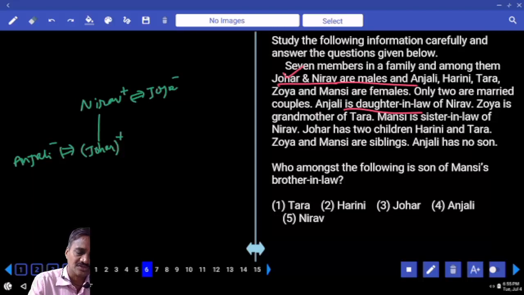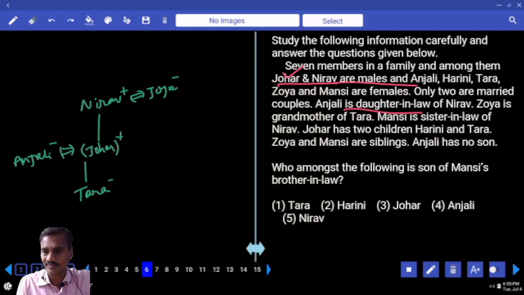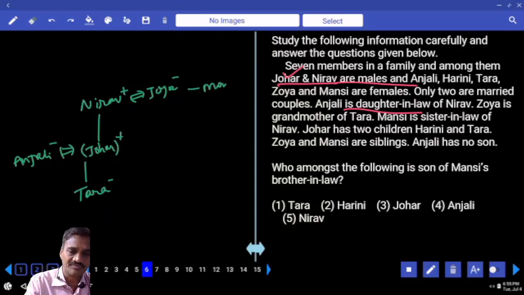Zoya is here, because there are only two couples. And Zoya is the grandmother of Tara. Tara must be somewhere here. And Tara is again a female. Mansi is the sister-in-law of Nirav. And Mansi must be Zoya's sister.